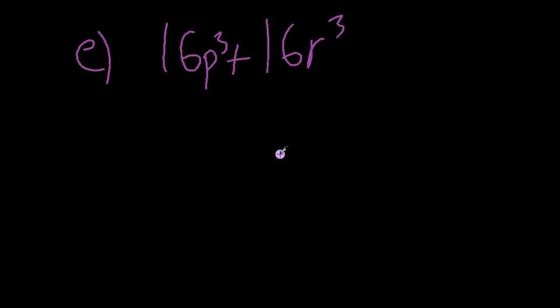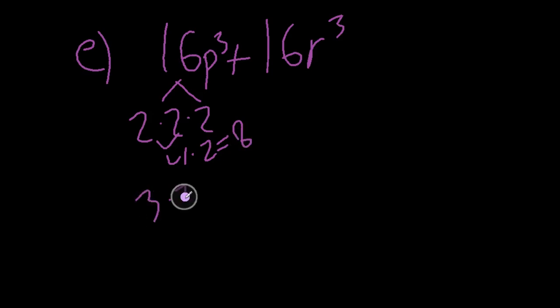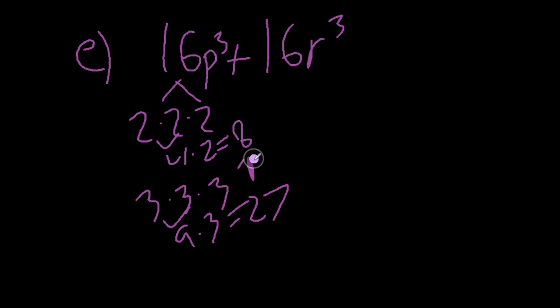Alright, let's look at example E. We have 16p cubed plus 16r cubed. So let me rewrite this in terms of cubes. So let's see, 16. Let's see, can I try 2? 2 times 2 times 2 will give me 4 times the other 2, that'll be 8. That doesn't work. How about 3 times 3 times 3? That would give me 9 times 3. That would give me 27. That doesn't work either. And if you look, 16 should be right in between these two.